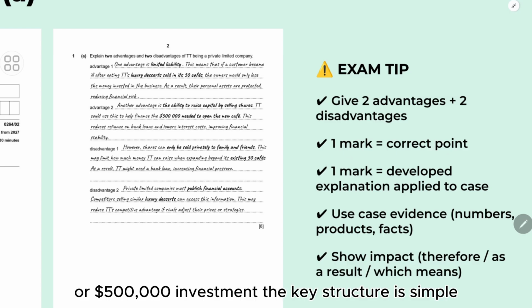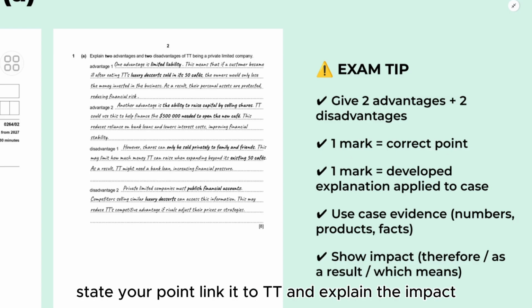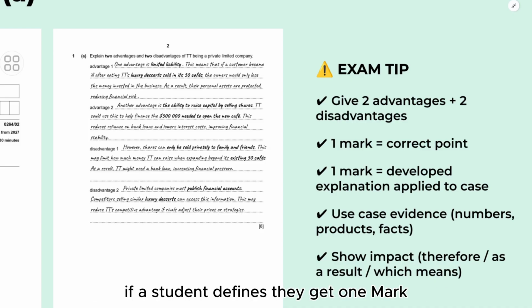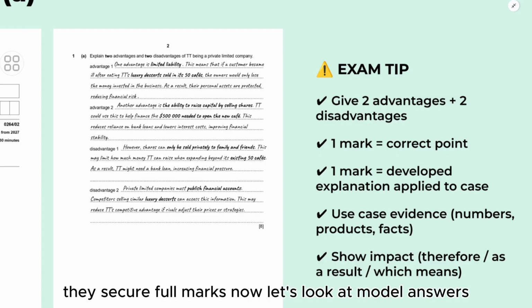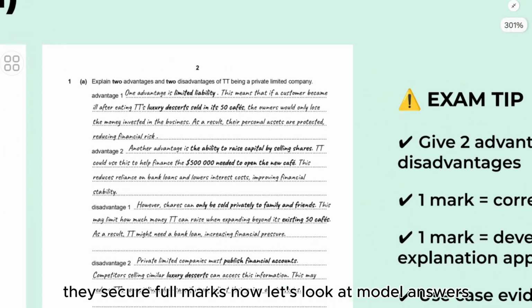The key structure is simple. State your point, link it to TT, and explain the impact. If a student defines, they get 1 mark. If they define and explain clearly in context, they secure full marks. Now let's look at model answers.